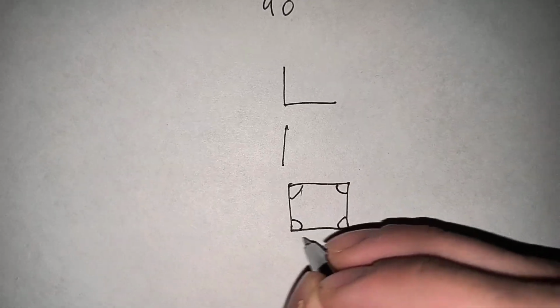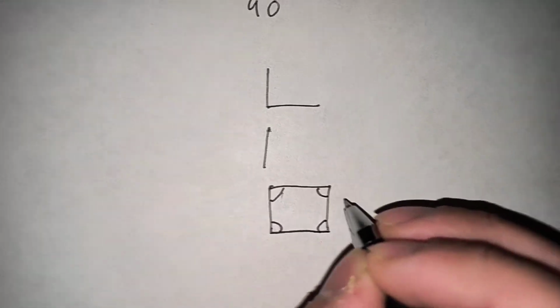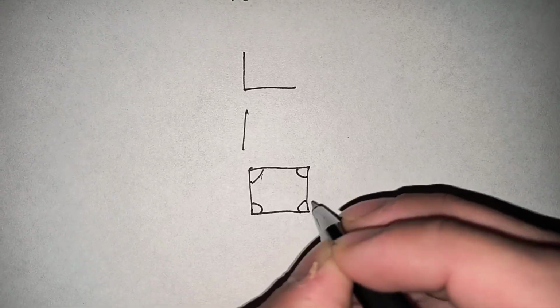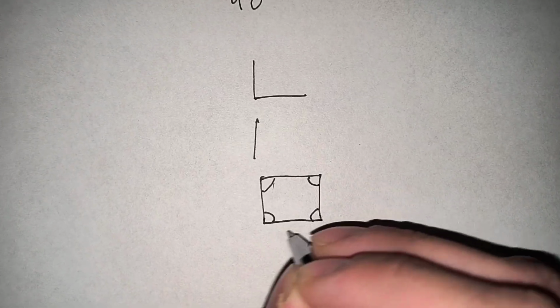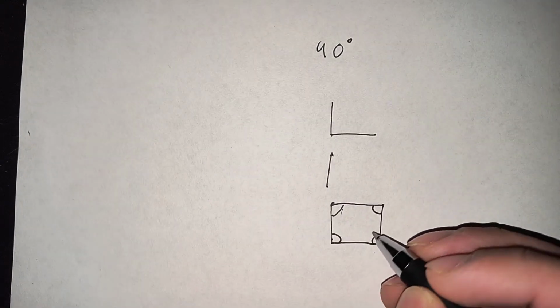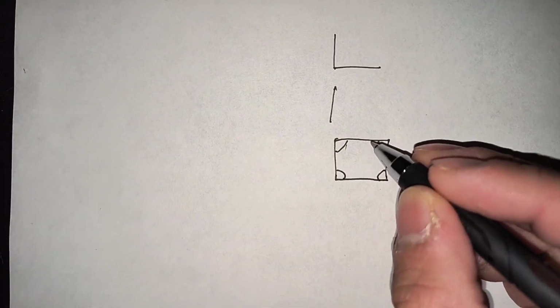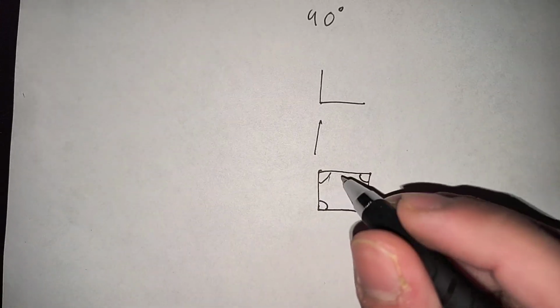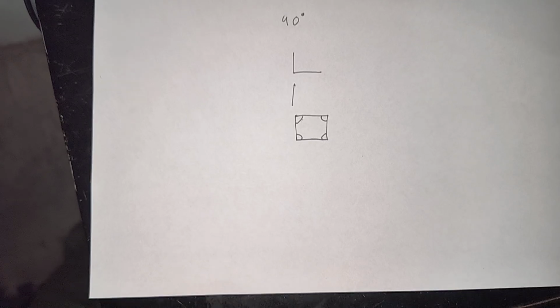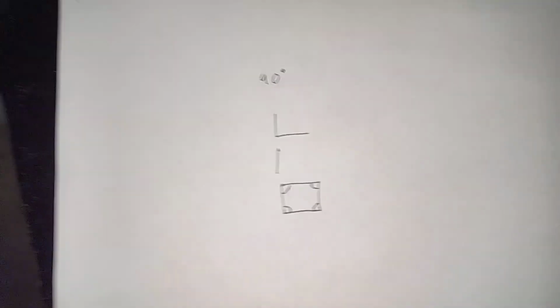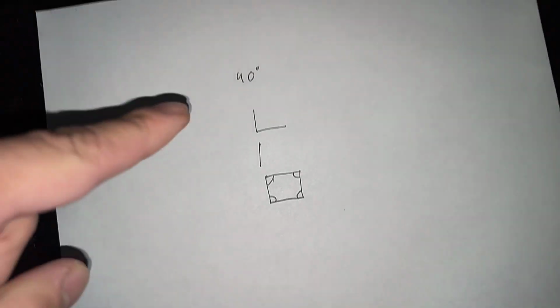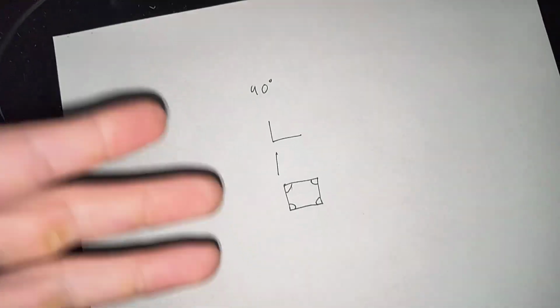This one's perpendicular to this one, this one's also perpendicular to this one, this one's perpendicular to this one, and this one's perpendicular to this one. Which means that this is a right angle, it's 90 degrees, this is 90 degrees, this is 90 degrees, and this is 90 degrees. So angles that are perfectly 90 degrees to each other, angles that are perpendicular to each other are 90 degrees. And those angles are called right angles.